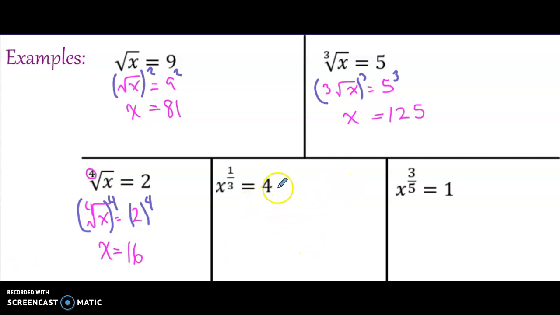X to the 1/3 now. Oh, we haven't had that. Just to let you know, x to the 1/3 is the same thing as the cube root of x. So these two are the same thing. And if we have to the 1/3, the reciprocal of 1/3 is 3. So we do the same thing. We take it to the 3rd power. And now we have that x equals 4 to the 3rd power, which is 4 times 4, 16 times 4 is 64.